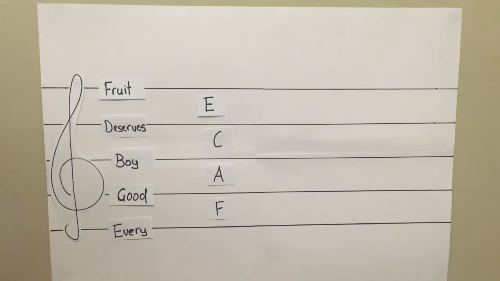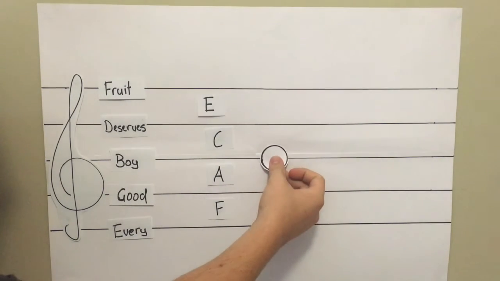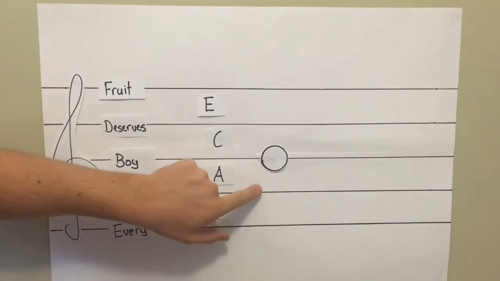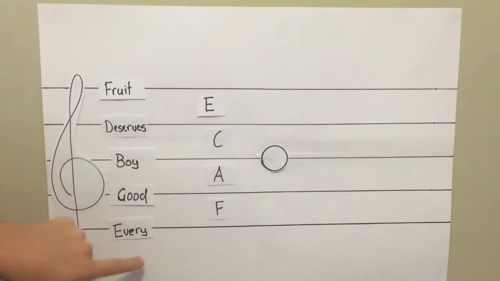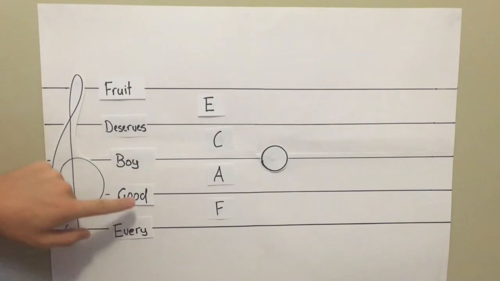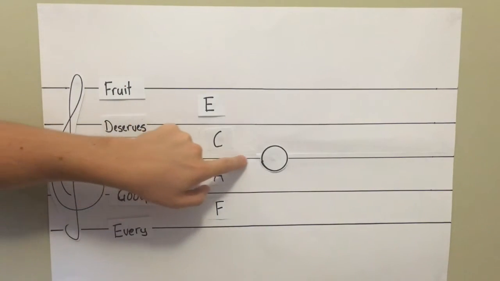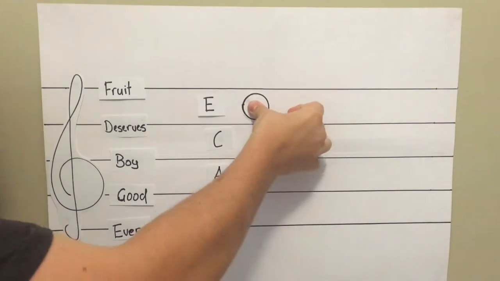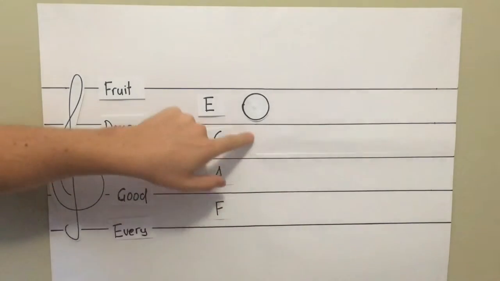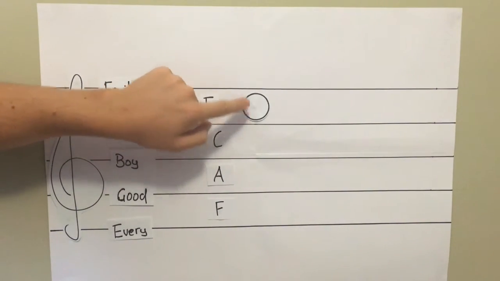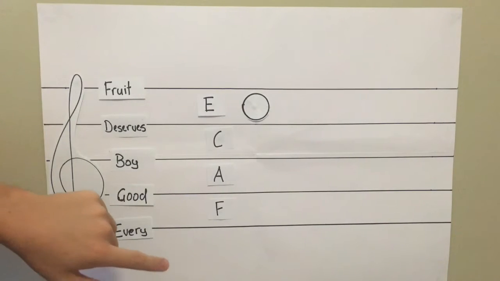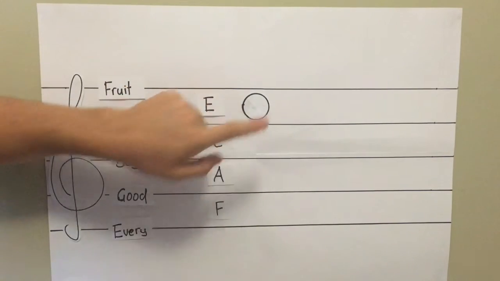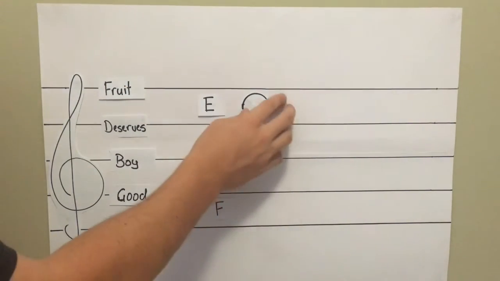So if we have a note here, we find, okay, is it on a space or a line? It's on a line. Our rhyme for lines, every good B for boy. That note will be a B. If we move it up here, is it in a space or a line? So it's in the middle of these 2 lines, so it's in a space. The word we use for space is F, A, C, E. So that note will be an E, and so on.